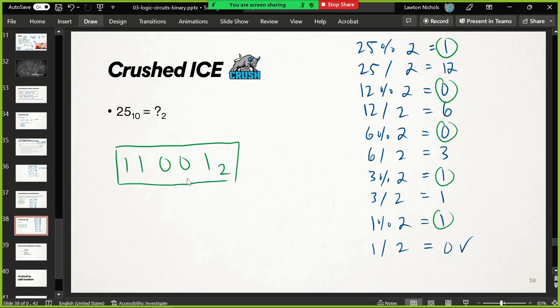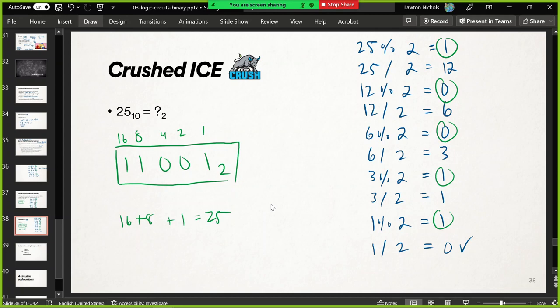Did we get this one? This is like the 2 to the 0's place. So this is the 2 to the 0, that's the 1's place, the 2's place, the 4's place, the 8's place, the 16's place. And so this is 16 plus 8 plus 1, which is 24 plus 1, which is 25, in fact. So it did work out, all right? And that's how you can check yourself.